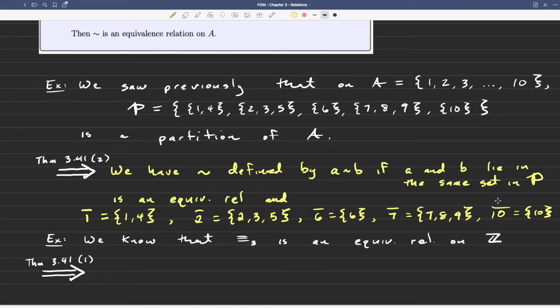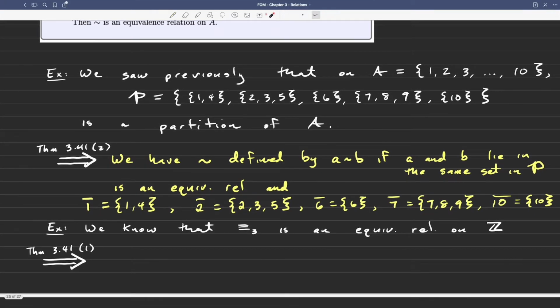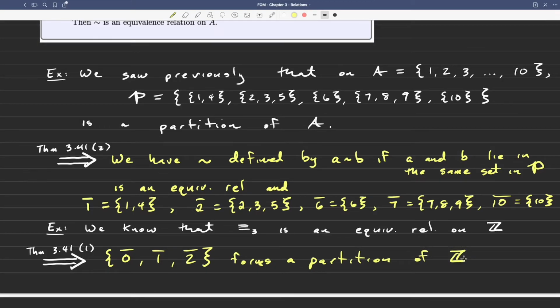And then going the other way with that theorem, consider congruence mod 3, the example we did in the skills check. Remember, we formed 3 equivalence classes, 0 bar, 1 bar, and 2 bar. So here's what we know. Those equivalence classes, 0 bar, 1 bar, and 2 bar, by part 1 form a partition of Z. And that's plain to see. 0 bar consists of the multiples of 3, 1 bar consists of the multiples of 3 plus 1, and 2 bar consists of the multiples of 3 plus 2. And when you look at all those numbers, you've got all of the integers.